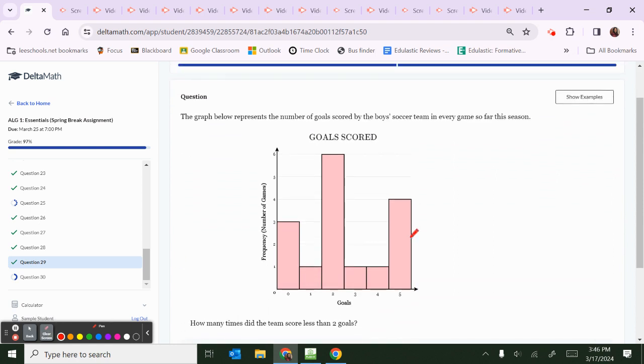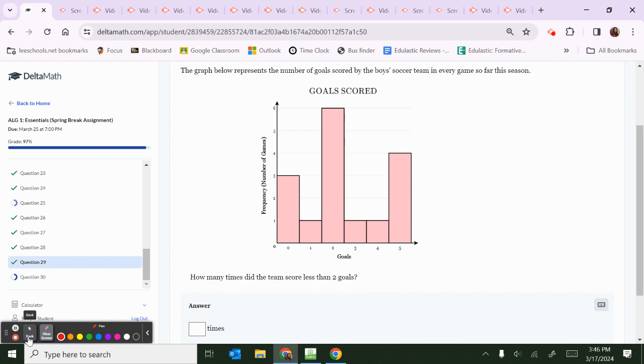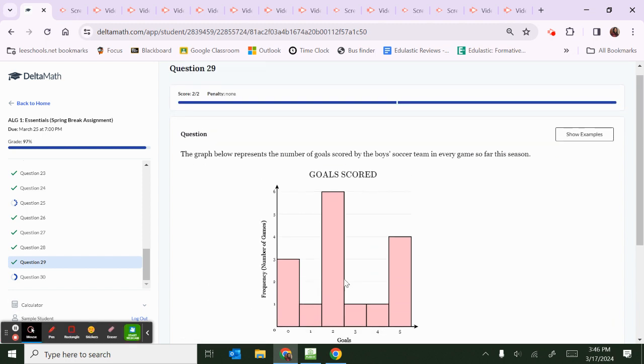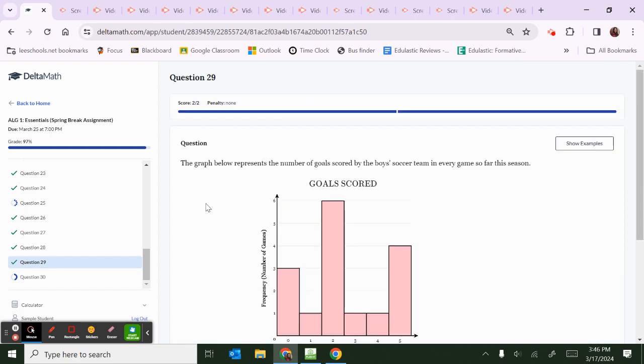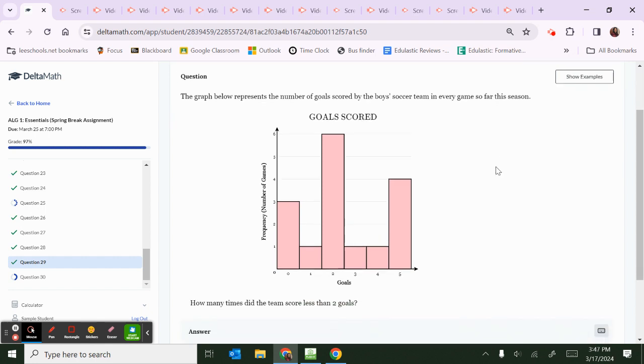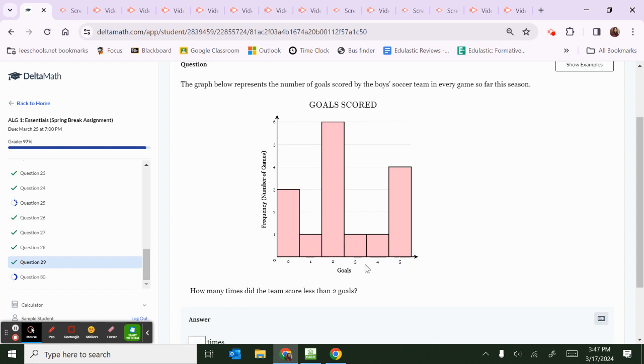So like this one, we weren't even given a dot plot, we were given a bar graph, okay? So again, guys, this is a bar chart, because they look like bars. So it says the graph below represents the number of goals scored by the boys soccer team in every game so far this season. All right. So this is the amount of goals they scored, and this is the number of games they played. All right. So they played a maximum of 6 games, and they scored a maximum of 5 goals per game. All right, or in any set of games.